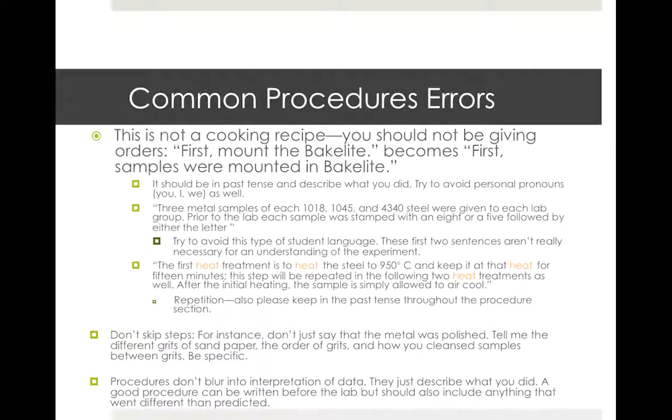So three metal samples of each 1018, 1045, and 4340 steel were given to each lab group. Prior to the lab, each sample was stamped with an 8 or a 5 followed by either the letter. You can see there's student language here. Don't refer to lab groups, don't refer to school, don't refer to me.